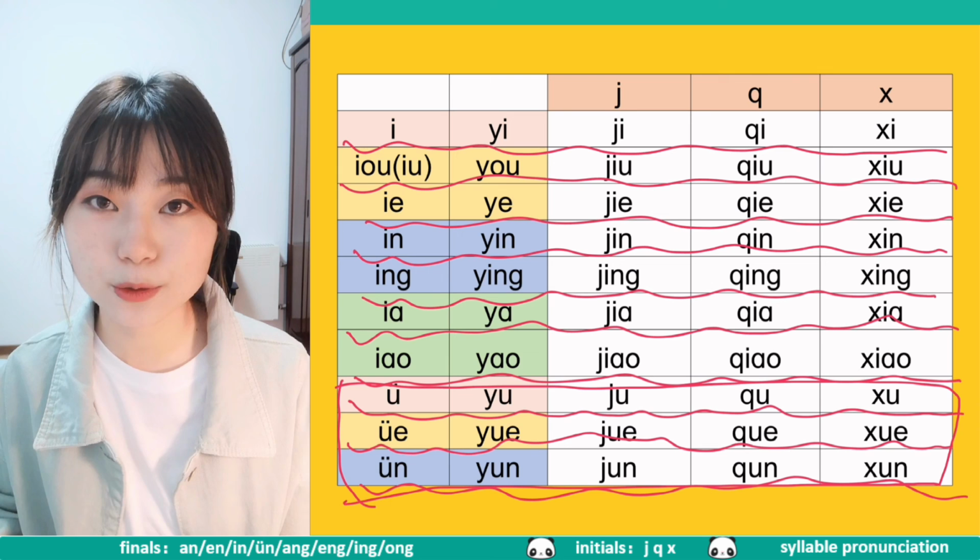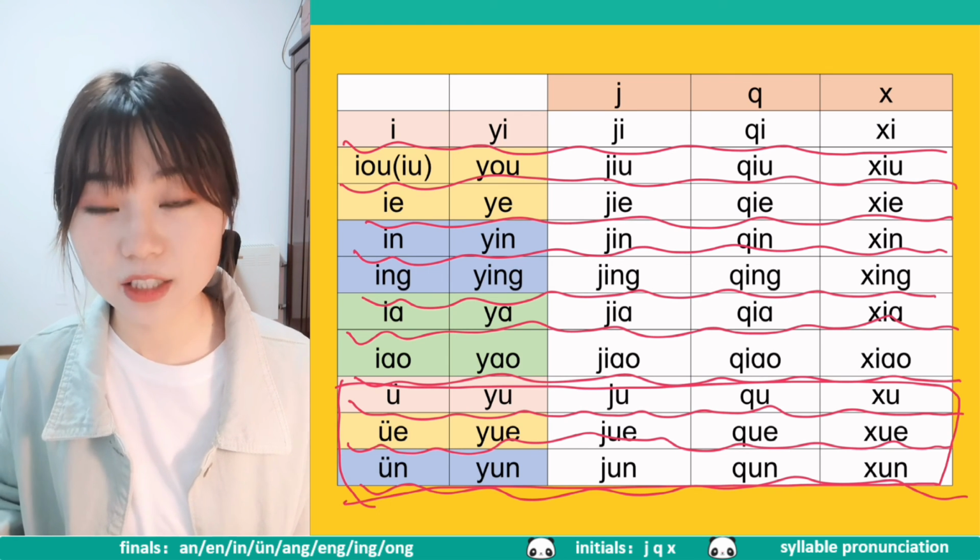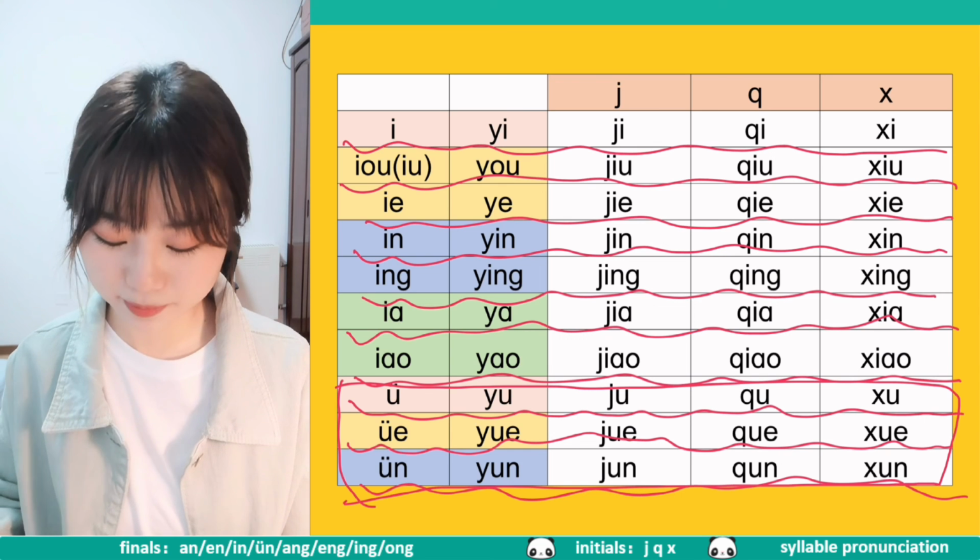And here is the spelling rule. When ü meets j, q, x, the dots on it should be removed.